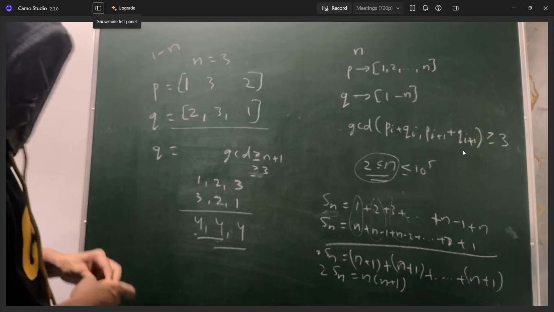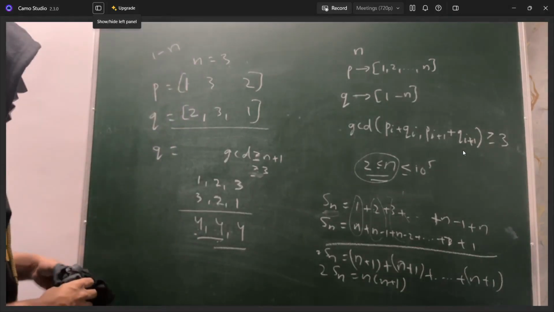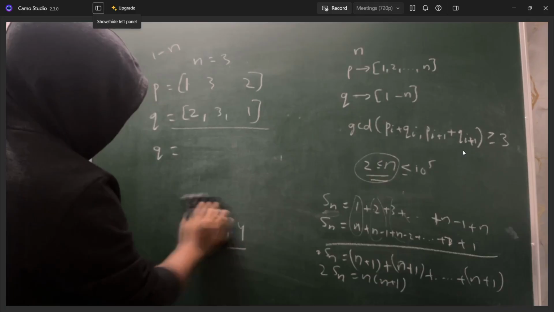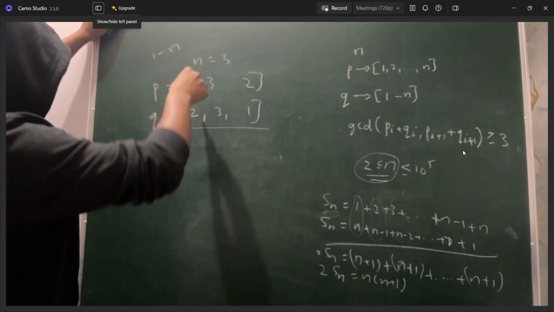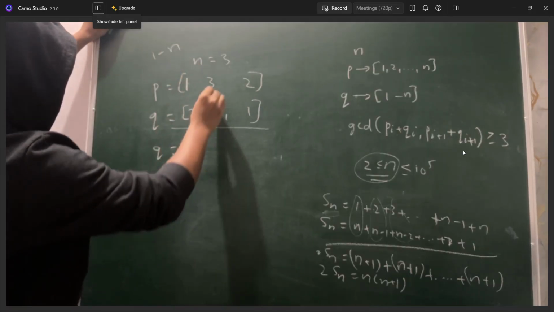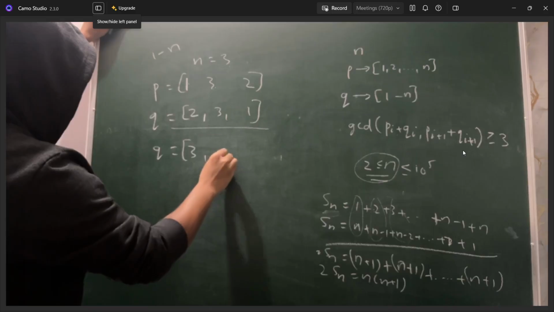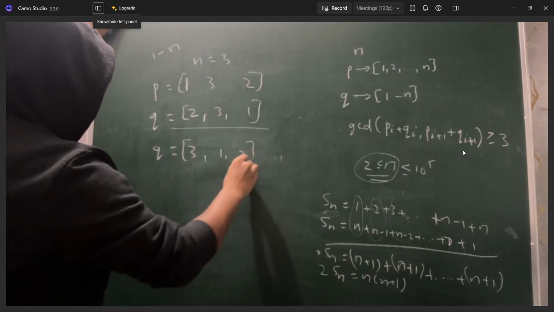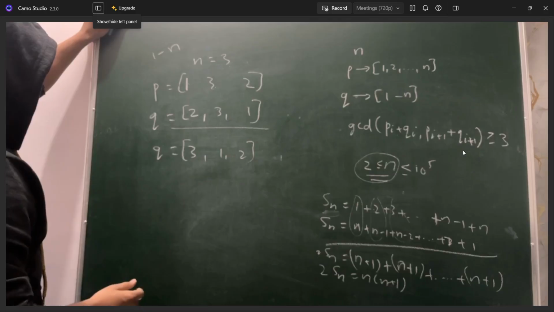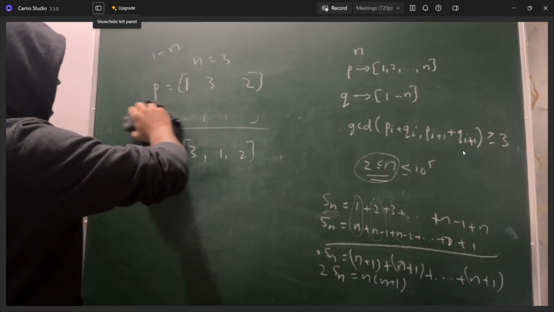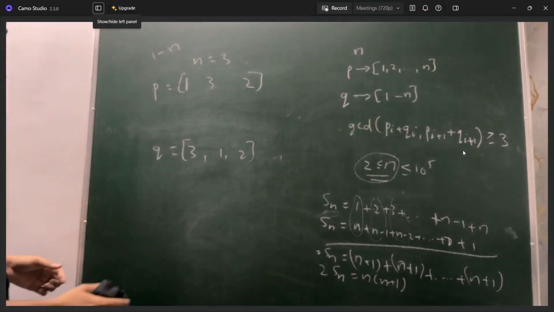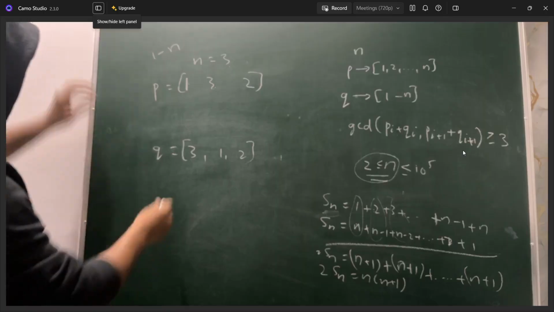So one more valid arrangement would be, whenever you have 1, this is lowest, so take the highest element, which is 3. This is highest, take lowest, and 2 as it is, right? This is also one of the valid arrangements wherein your GCD will be greater than or equal to 3. So I think you guys are getting it. So how do you find this element, right?